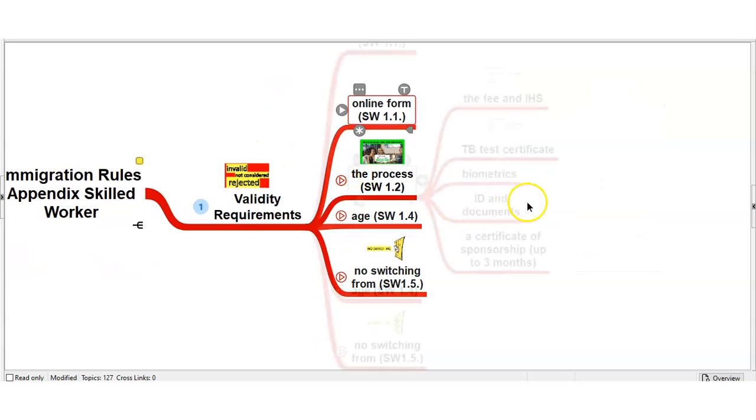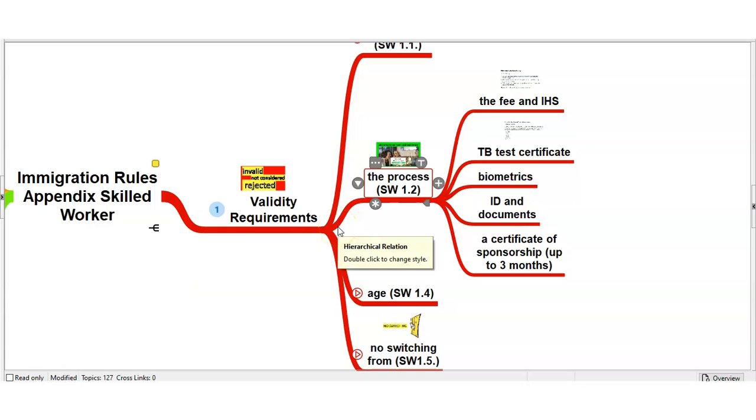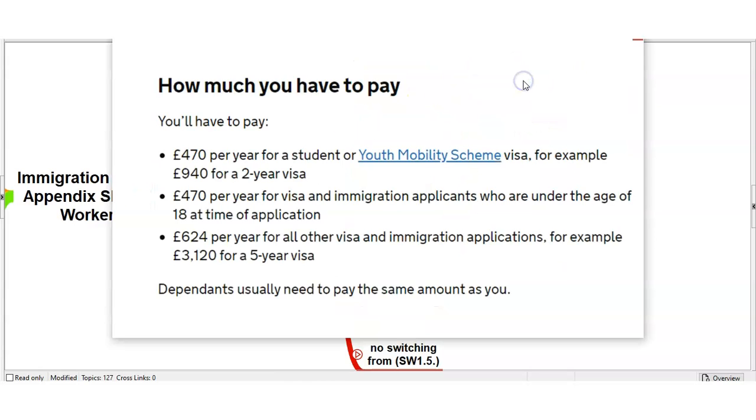Then we have to understand that the skilled workers and the employers will need to follow a certain process, a procedure, if you will, for making these types of applications. First of all, they will need to pay the fee for the application, and they will need to pay the immigration health surcharge. As you can see in front of you, if someone is under the age of 18, they will need to pay £470 per year.